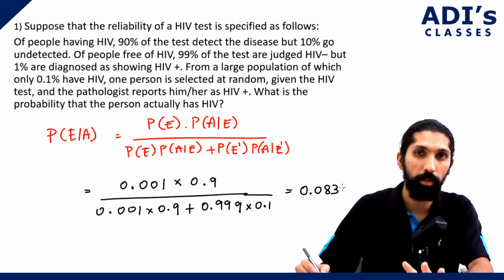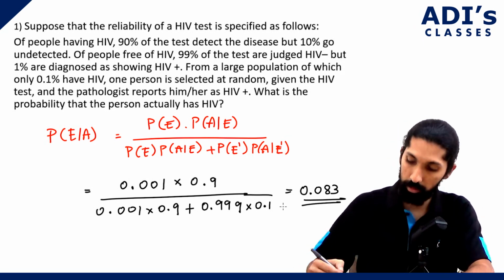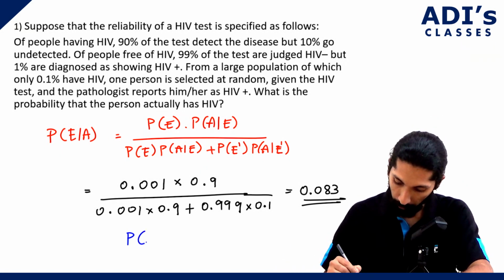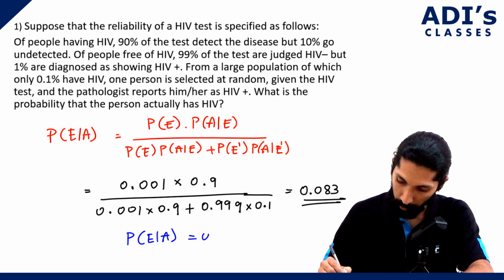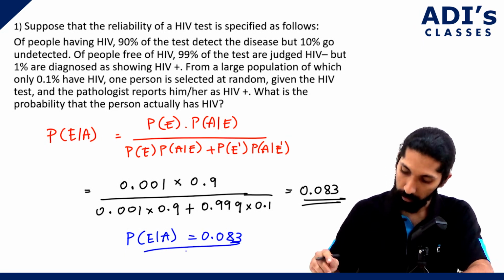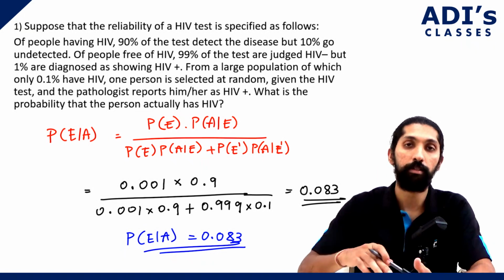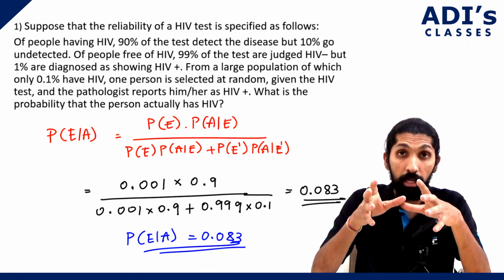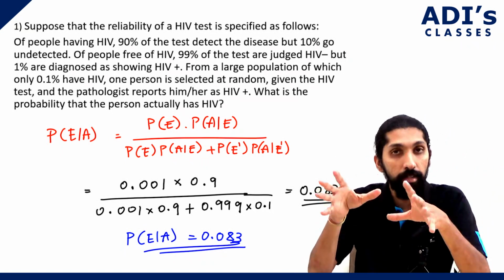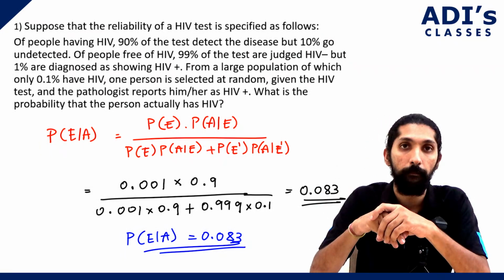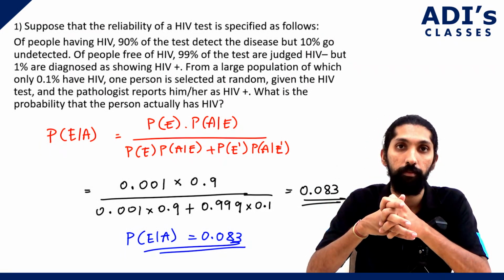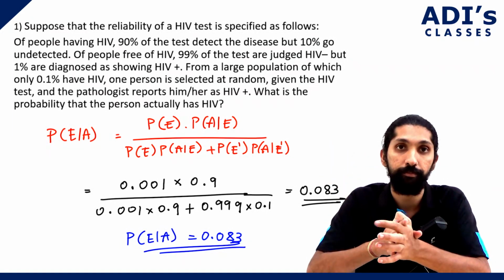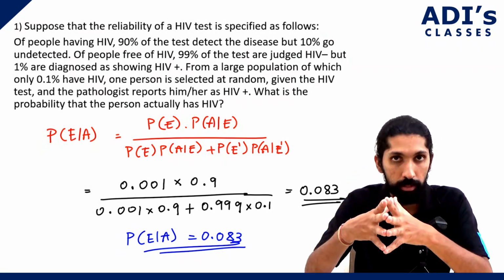So if you solve this one, you are going to get an answer of 0.083 approximately. So this is going to be the answer. So we can say that P of E given A is going to be 0.083. This is the given answer. Fair enough? So the probability that the person actually has HIV and it is going to get detected by this particular test is so much. Fine. So this is one example of how we use the Bayes theorem. Understood? So a few more problems you will see in the next video.